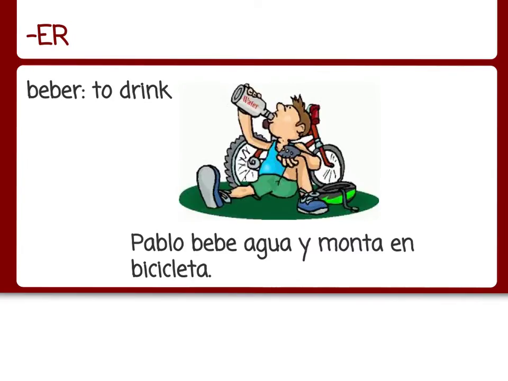So let's take an ER verb. I'm going to use the ejemplo beber, which means to drink. Now I don't say I to drink coffee. I say I drink coffee. I conjugate all the time in English, so that's what we're going to talk about conjugating in Spanish today. So Pablo, por ejemplo, bebe agua. Y another conjugated verb, monta en bicicleta.